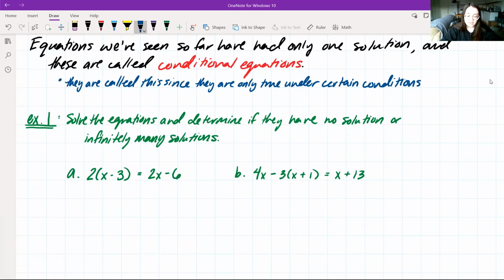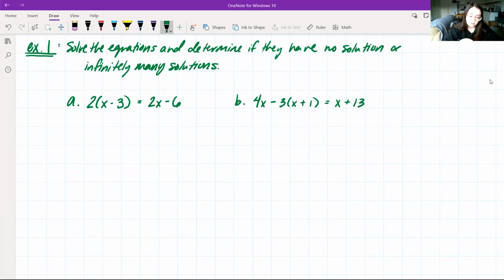So with part A, we have 2 times x minus 3 is equal to 2x minus 6. Well, we want to go through and solve this in the steps that we just learned. So using our step 1, which was to clear out any parentheses, use our distributive property, clear out fractions, and combine our like terms separately on each side of the equality symbol, that is.